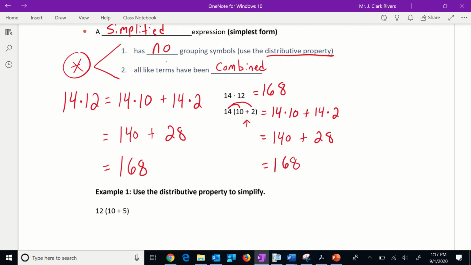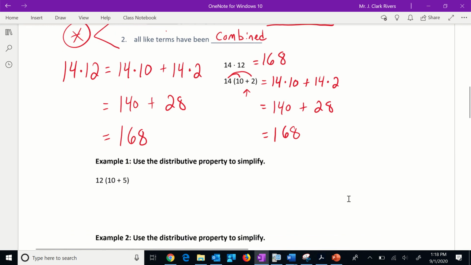So that is what the distributive property is. We have grouping symbols, and inside those grouping symbols, we have two terms. In this case, the 10 and the 2. They're broken up by addition or subtraction, and we have some number outside the grouping symbols that we are multiplying both terms by. So 14 times 10 plus 14 times 2, and then we have to add them, and we get 168 there. Make sure you pay attention to the plus or minus here. We'll get to that later.